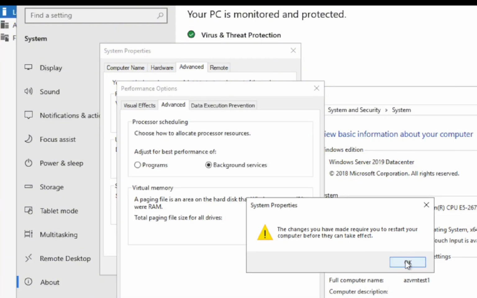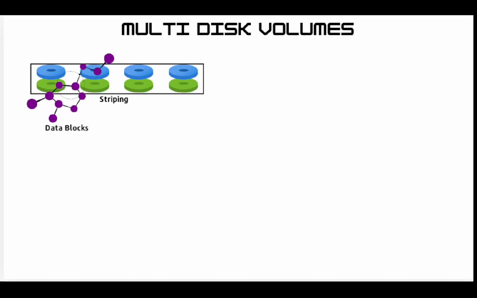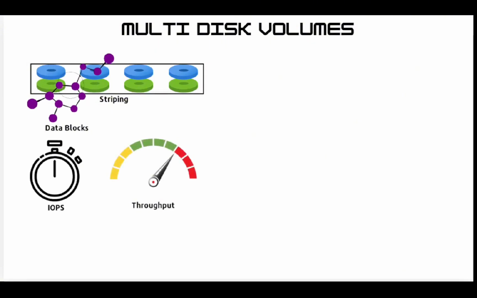The system will restart. What is a multi-disk volume? That's when you combine several disks into one larger volume. The magic here is striping. What is striping? Striping is where you take data blocks and spread them across multiple disks. So instead of one disk handling all the data, you have got multiple disks sharing the load. This means higher combined IOPS and aggregated throughput and more storage. Striping is also referred to as RAID 0.